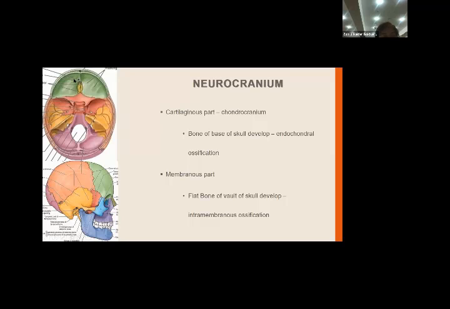That means first a cartilaginous model is formed and then ossification takes place in this cartilaginous model. So I am talking about this part of the skull. Okay? Bones of the base of the skull developed by in cartilage. Therefore, it is called chondrocranium. Chondro means cartilage, chondrocranium, because they develop in cartilage. First, cartilaginous model is formed, and then ossification takes place in this cartilaginous model.